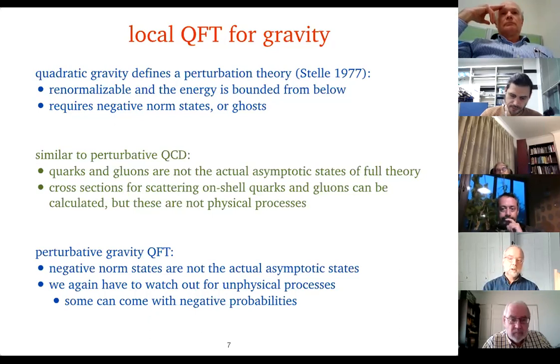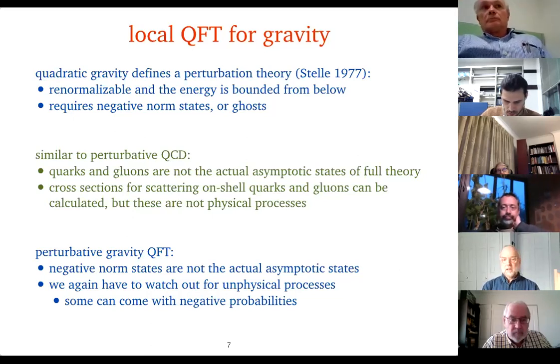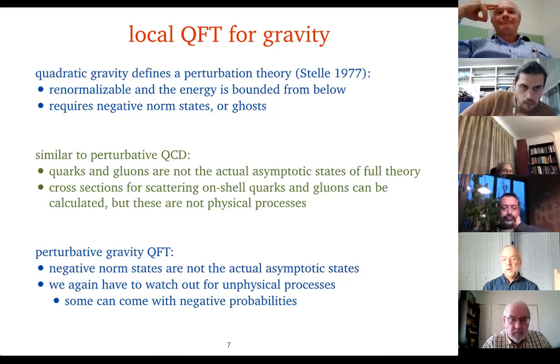So I'm going to say that perturbative gravity quantum field theory is maybe somewhat similar and hopefully not so difficult, because these negative norm states are not the actual asymptotic states of the full theory. And so we again have to watch out for unphysical processes. And the slightly new thing here is that some of these unphysical processes can come with negative probabilities. So we have to talk about negative probabilities, but just remember, it's in the context of unphysical processes.